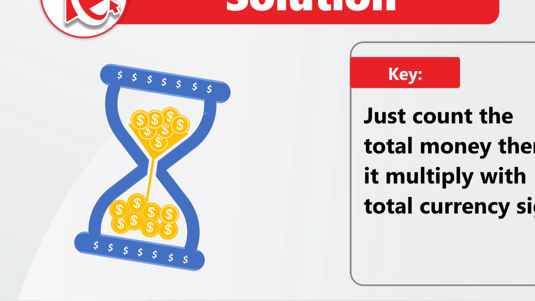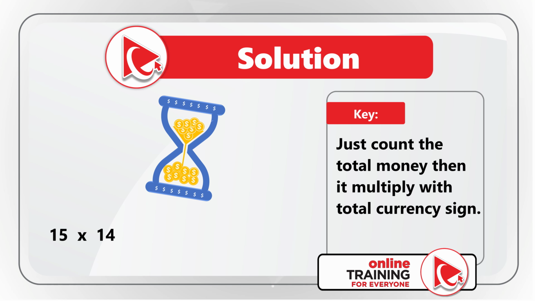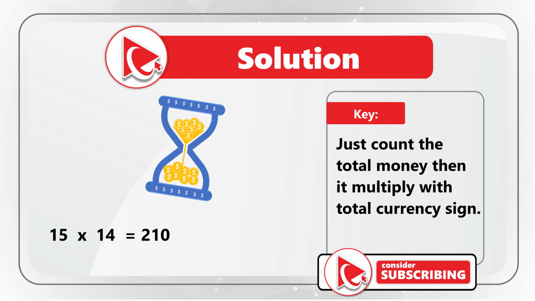And there are 7 dollar signs at the top and 7 dollar signs at the bottom. So the total calculation would be 15 coins multiplied by 14 dollar signs, and the total would be 210. So the correct answer here is choice C, 210.